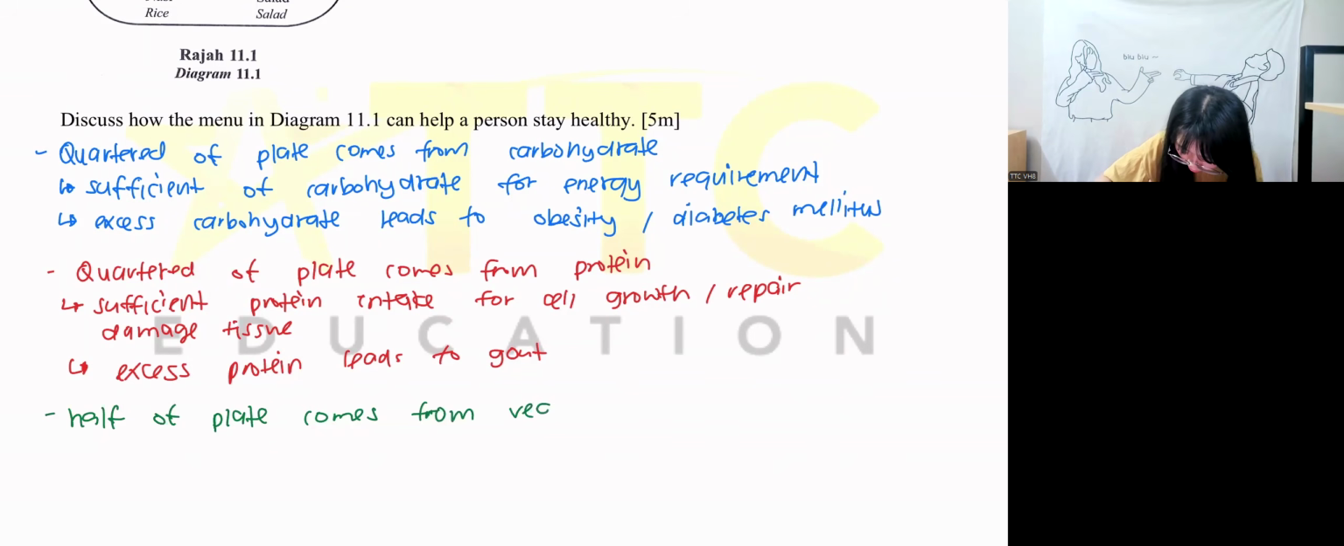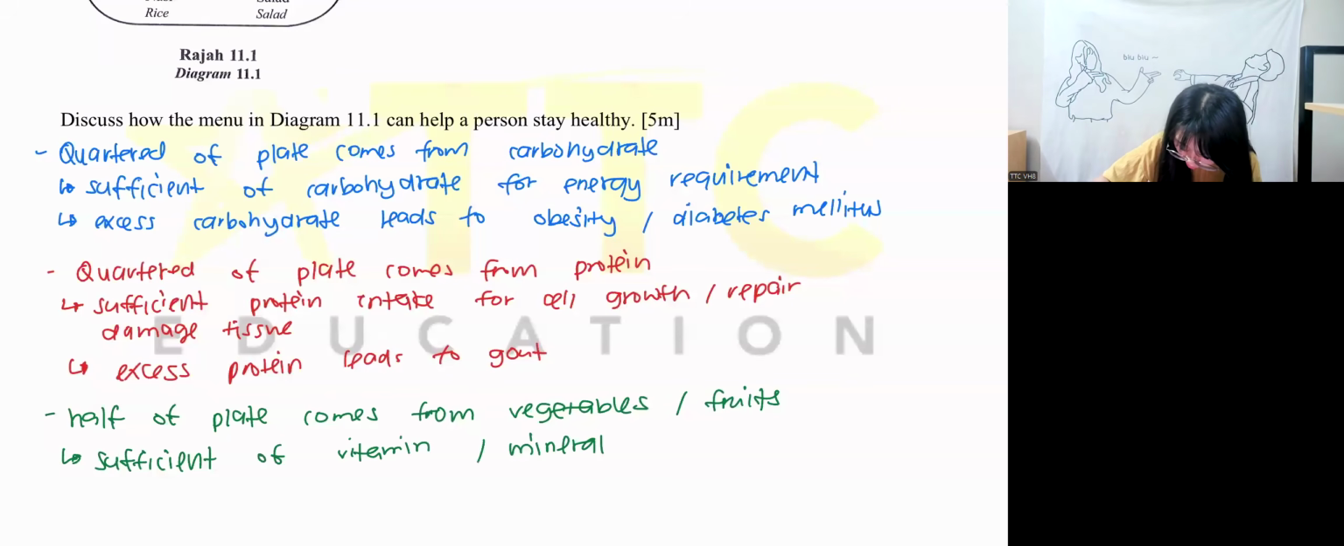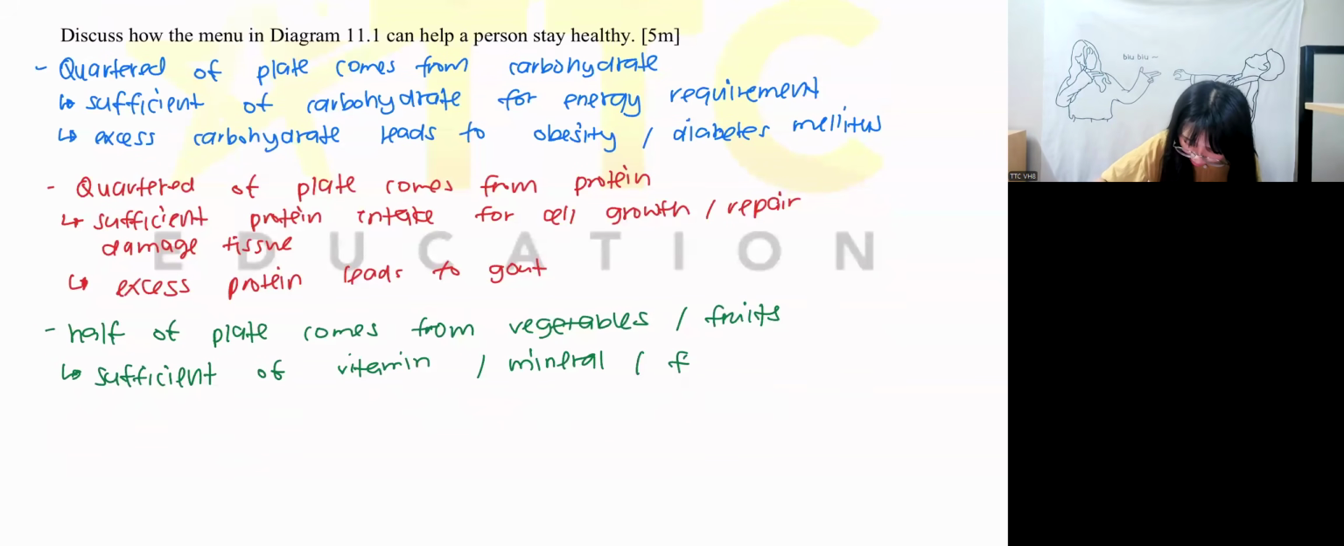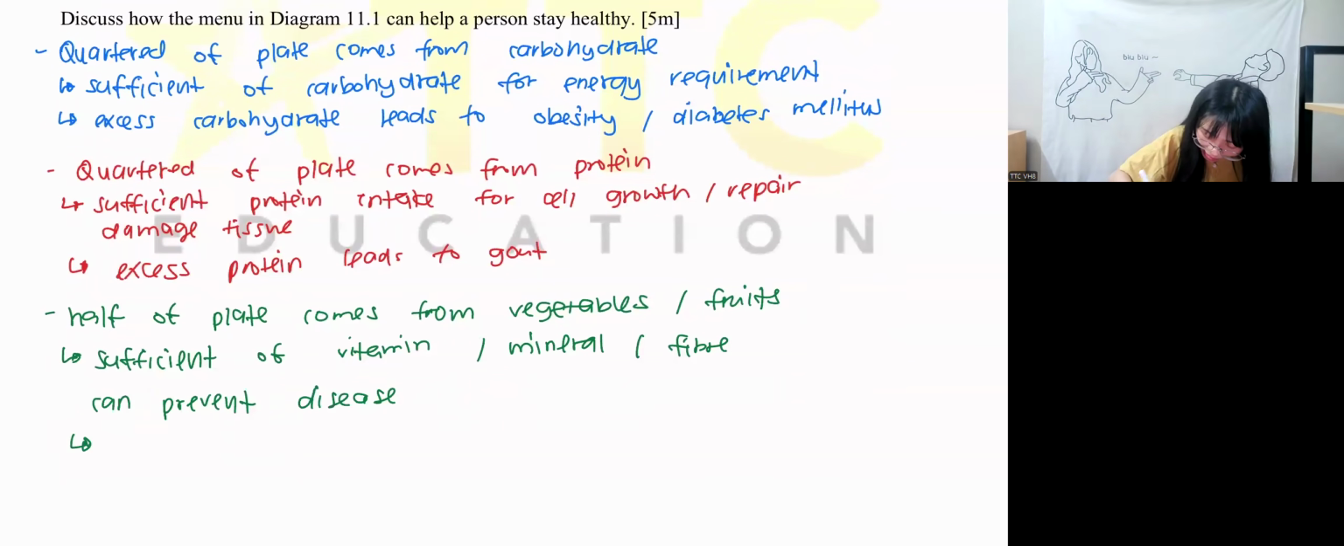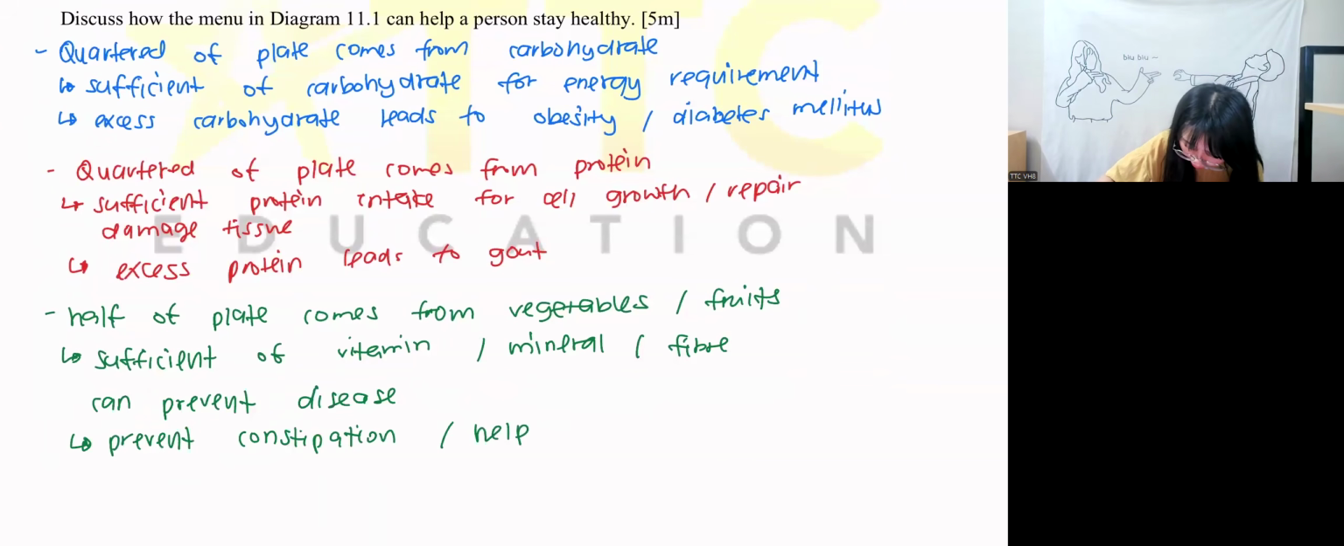Next we talk about half of the plate comes from vegetables and fruits. Sufficient vitamin, mineral, and fiber can prevent disease. If you want to write an example, you can say prevent constipation, or helps in the peristalsis movement of the intestine.